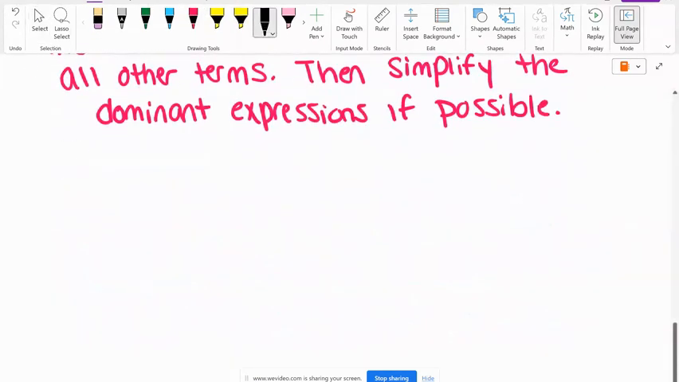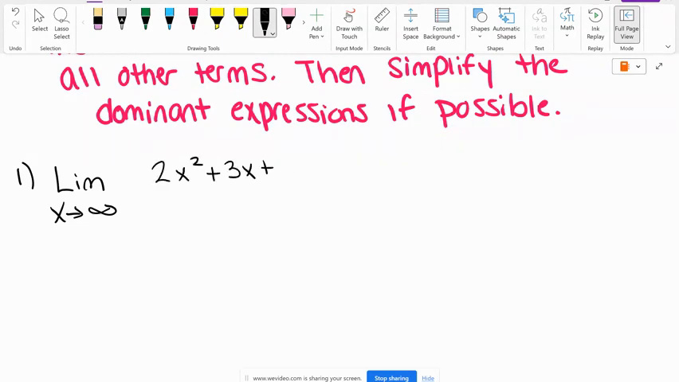So just jump into an example. The limit as x approaches positive infinity of 2x squared plus 3x plus 1 over x minus 1. I'll let you all write it down.